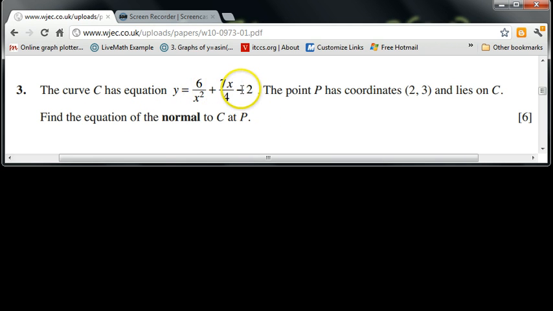So here's the curve. If we get dy/dx and put in the x value at P, we'll find out the gradient of the tangent. Once we know the gradient of the tangent, we can easily determine the gradient of the normal. Once we know the gradient of the normal, we know that line will pass through this point. We can determine the equation of the normal, can't we? So let's have a go at that then.